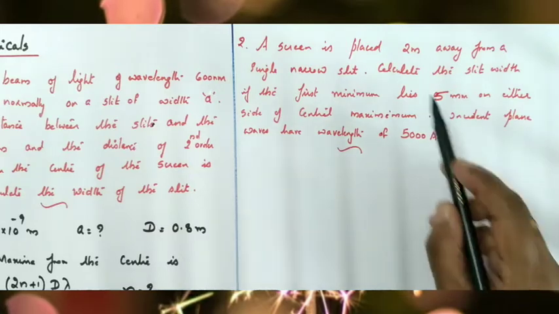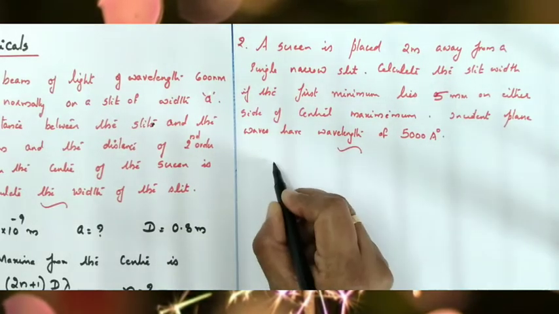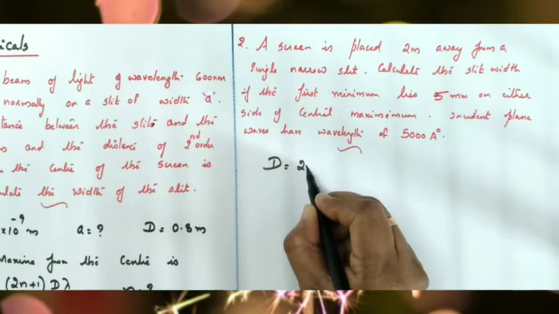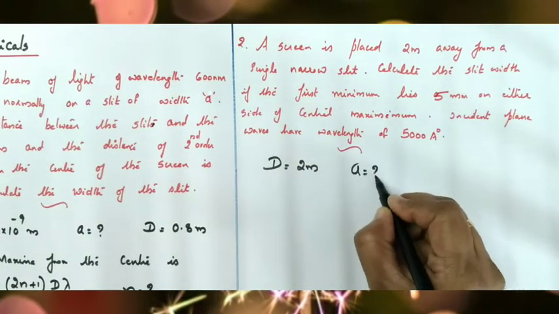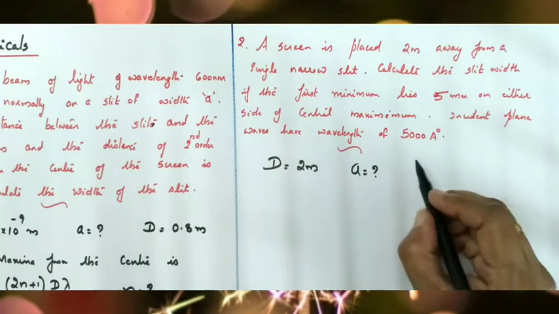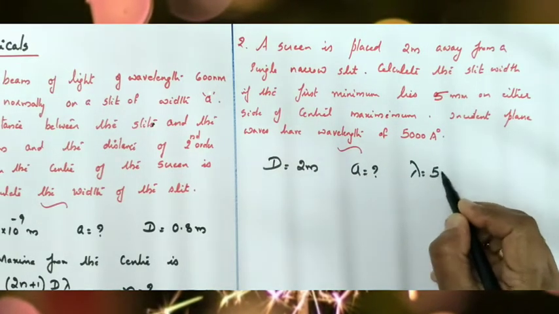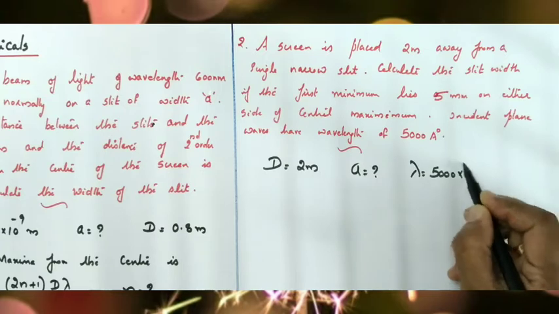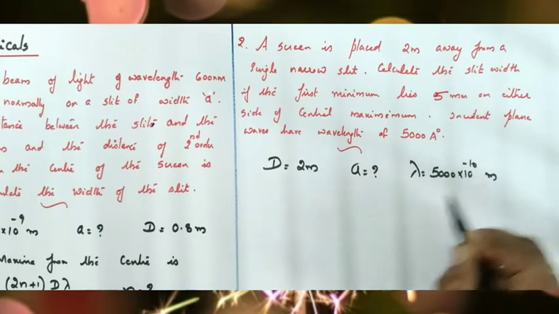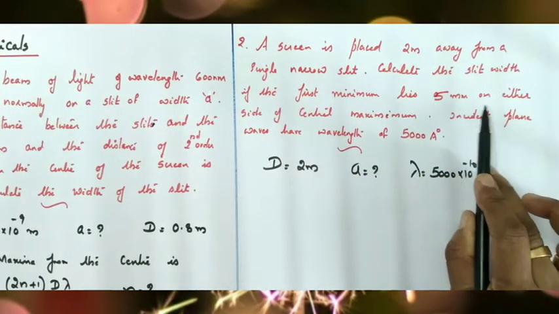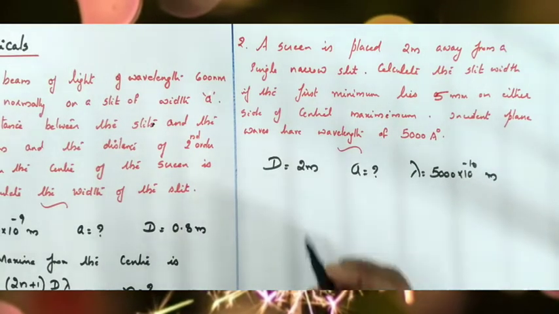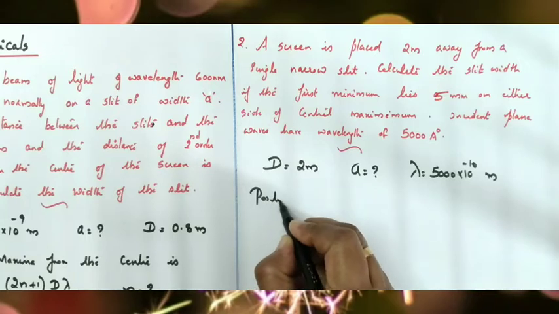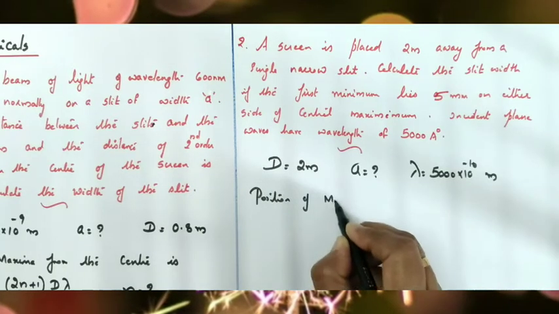Now, what is given here? The screen is placed 2 meter away, that means capital D equal to 2 meter. Calculate the slit width, a equal to question mark. Then the wavelength is also given, that is 5000 angstrom, 5000 into 10 raised to minus 10 meter. Then the first minima lies at 5 millimeter from the central maximum. First minima. What is the position of the minima?